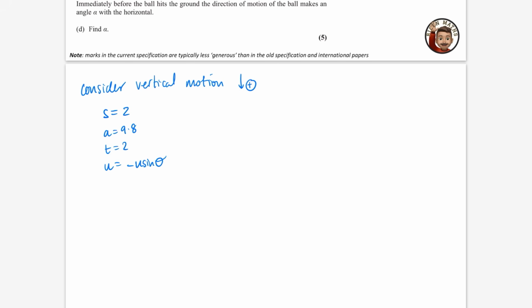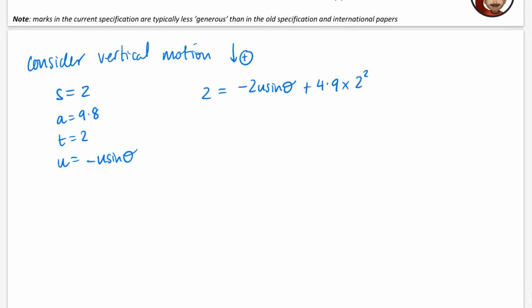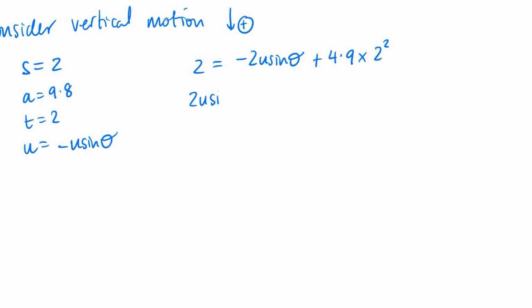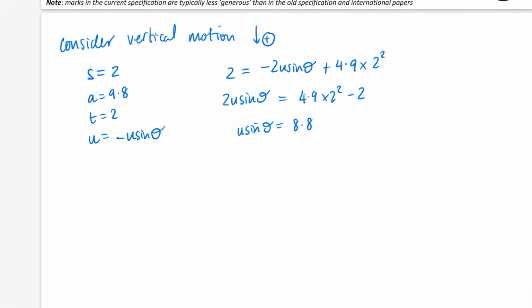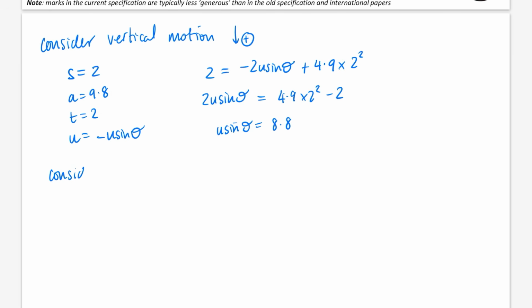So putting these things together using s equals ut plus a half at squared, s equals ut plus a half a, which is 4.9, times by t squared, which is 2 squared. So I'll put the 2u sine theta onto the left-hand side, and then I will do my 4.9 times 2 squared minus 2. So I shall do u sine theta. I'm going to do on my calculator 4.9 times 2 squared minus 2 divided by 2, and we get that that is equal to 8.8. So that was considering the vertical motion.